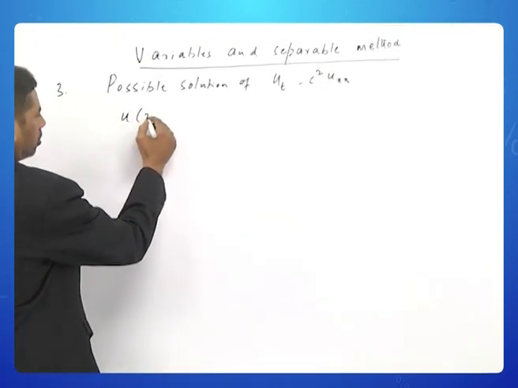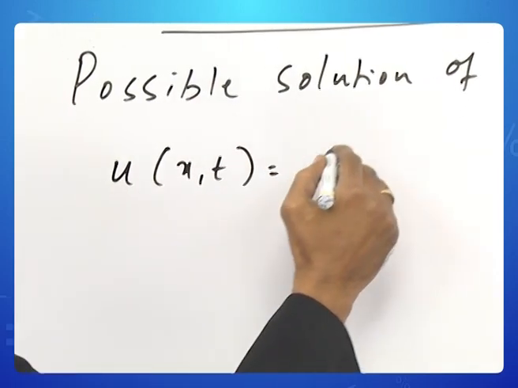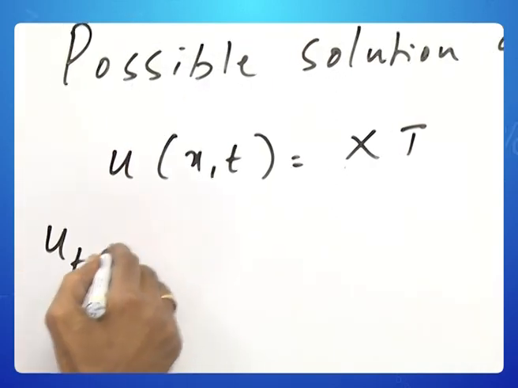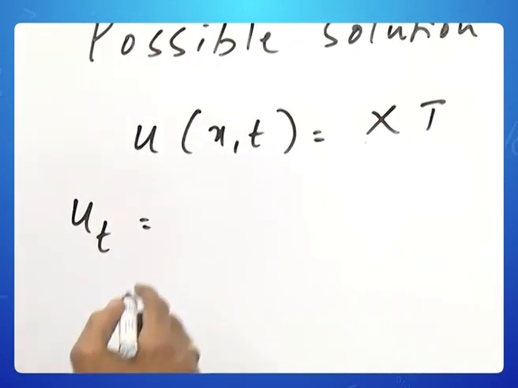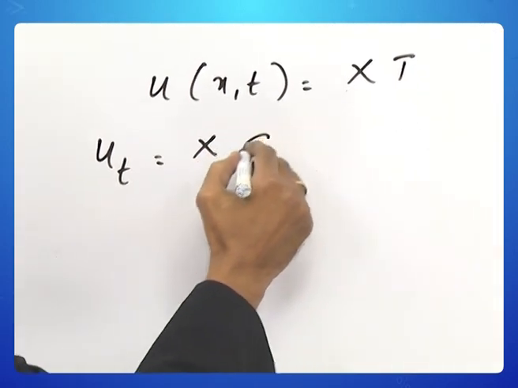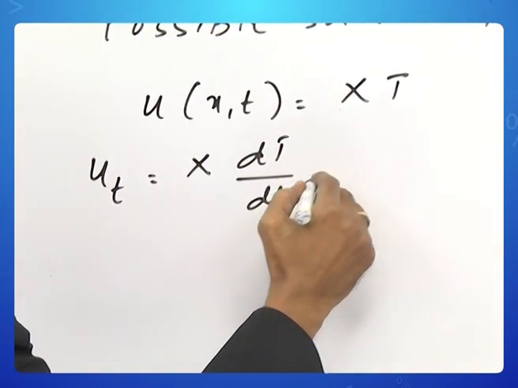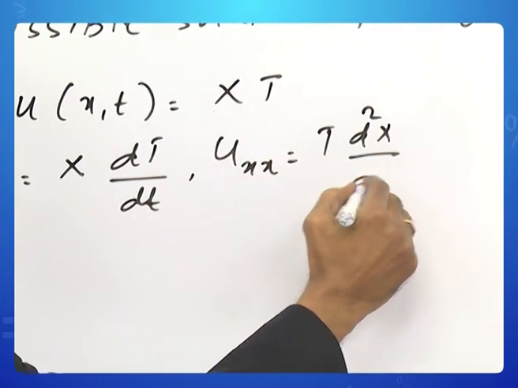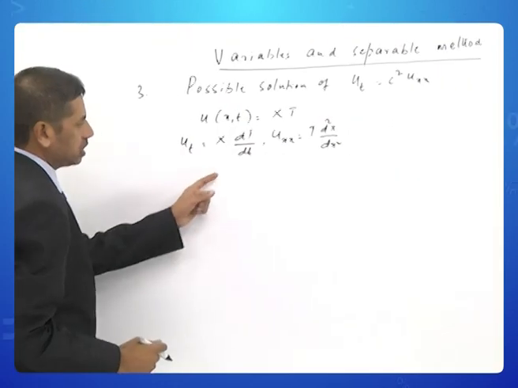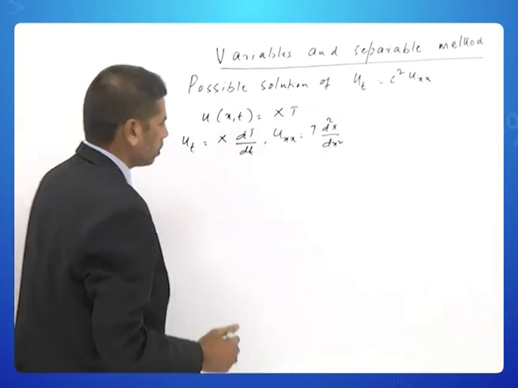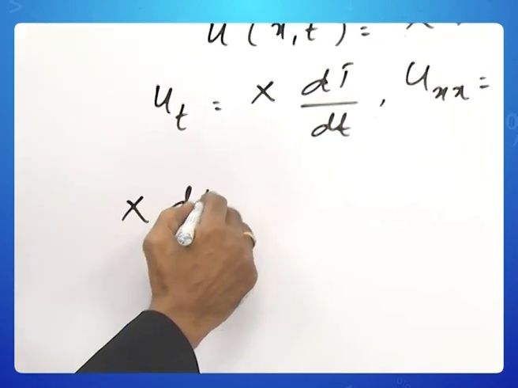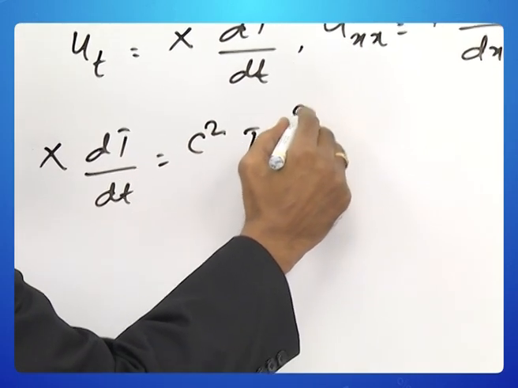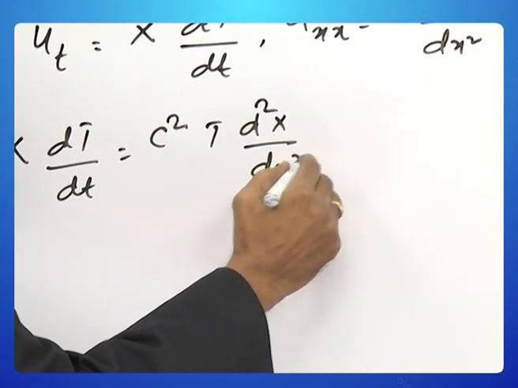So, assume the form of the solution to be u(x,t) is equal to capital X capital T, and get those partial derivatives from this equation. u_t is equal to capital X dT by dt, and u_xx is equal to capital T d square X by dx square. Now, take these partial derivatives and substitute in the given equation. So, you will get X dT by dt is equal to c square T d square X by dx square.